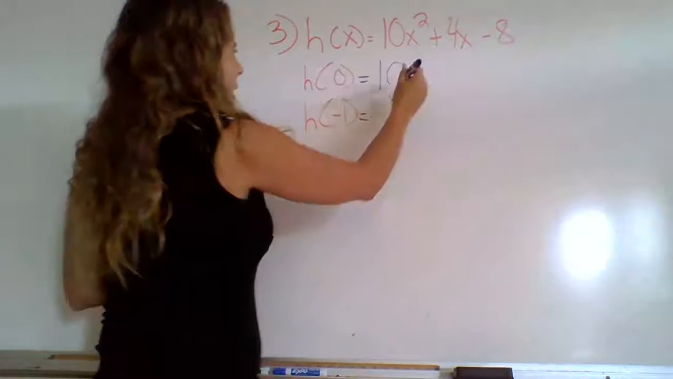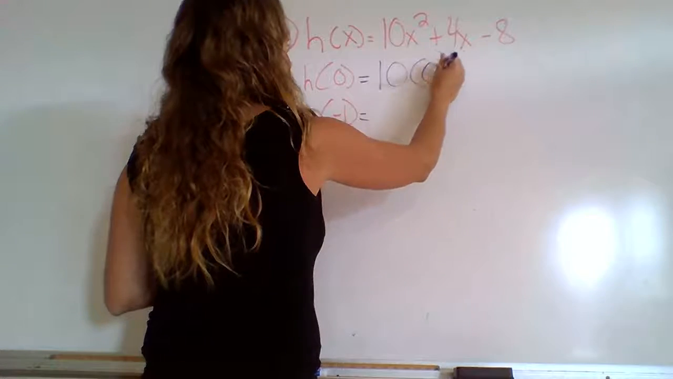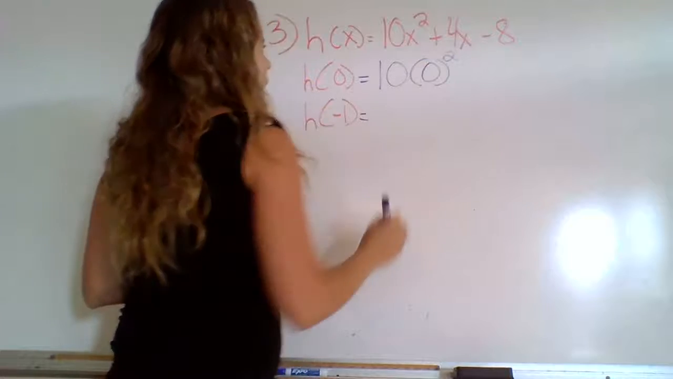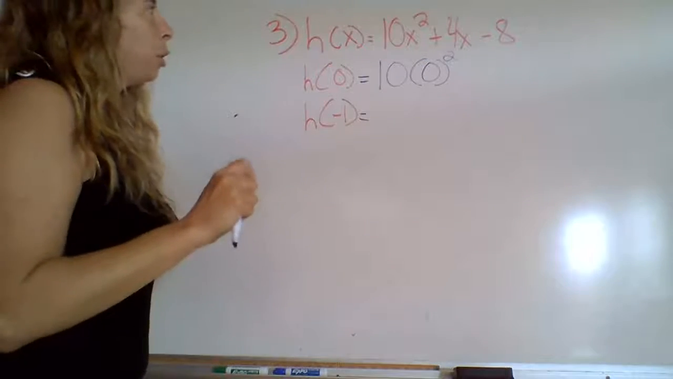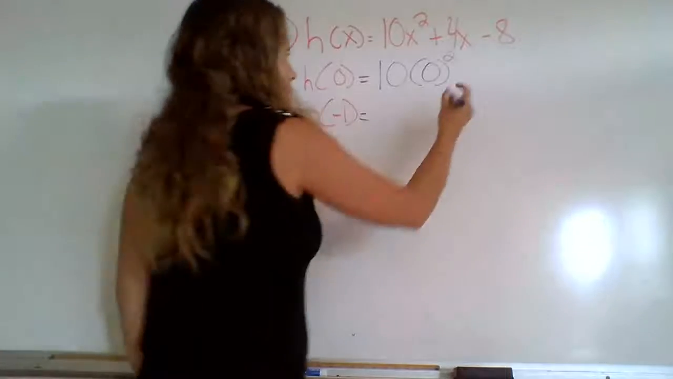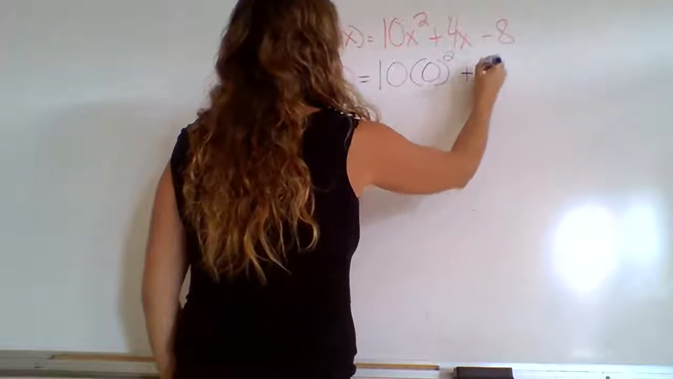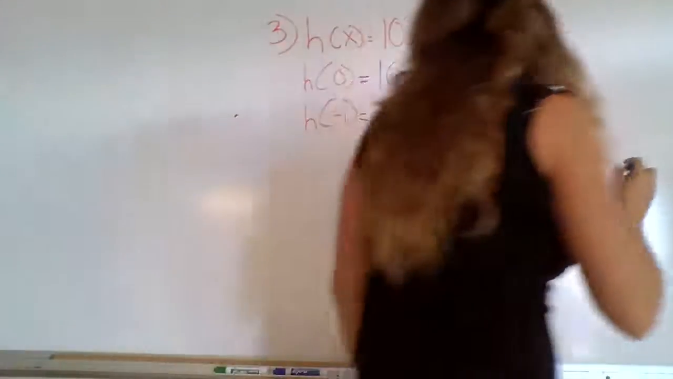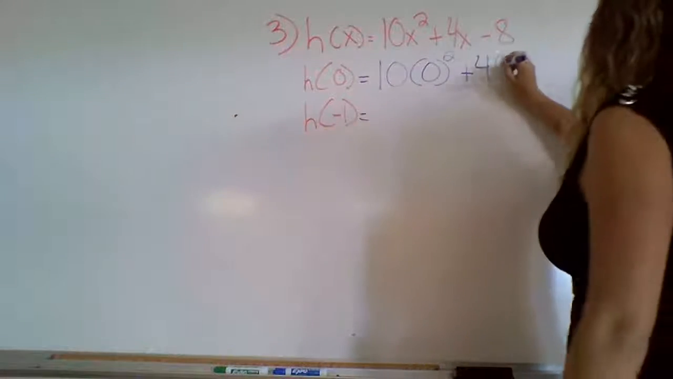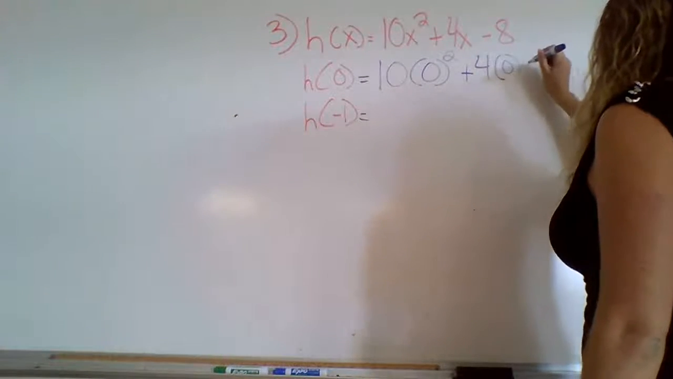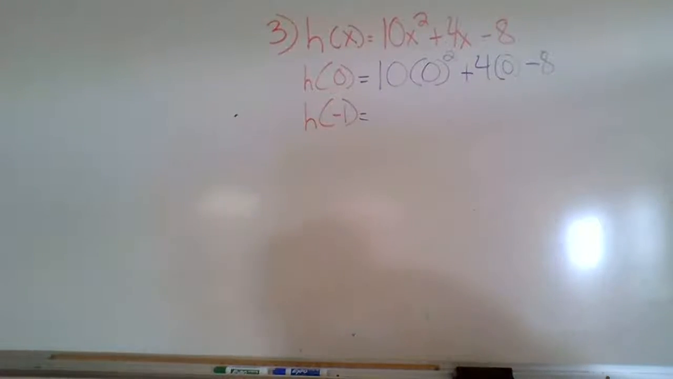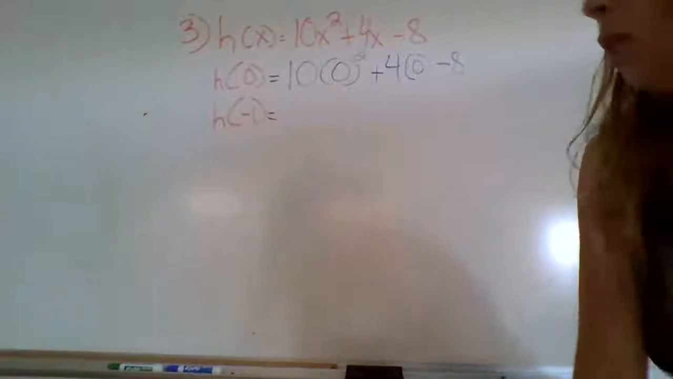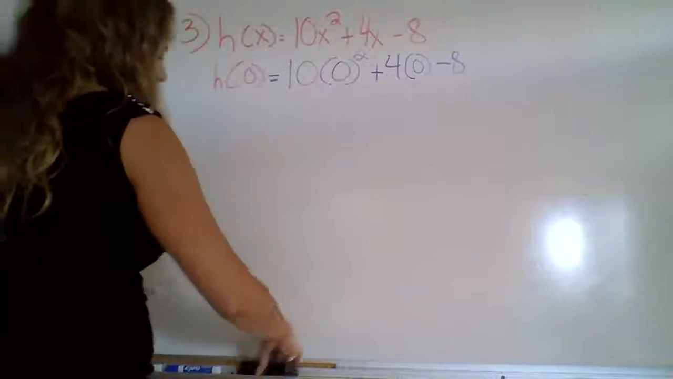And then substitute it in, 0 squared. All I'm doing is substituting in 0 everywhere I see an x. Make sure you rewrite everything else. Plus 4. And then there's an x, so I substitute in my 0, and then minus 8. All right, let's move this way. Ouch. Okay. We'll come back to that one.